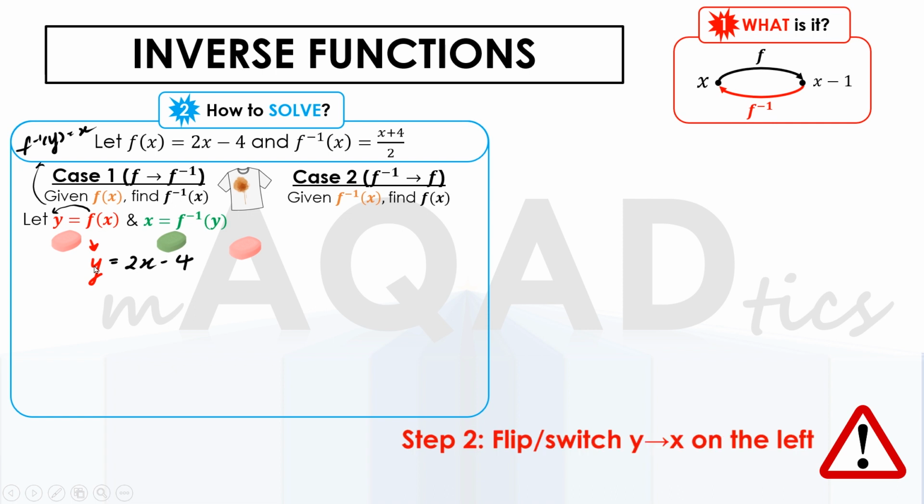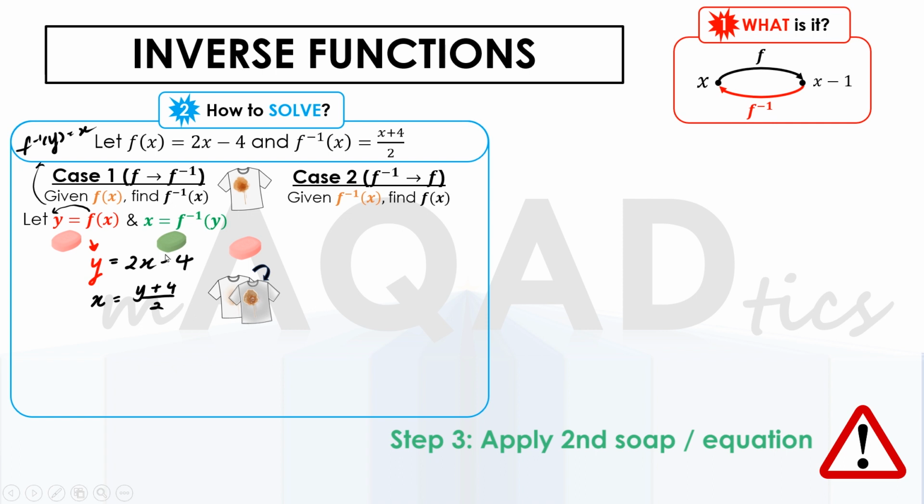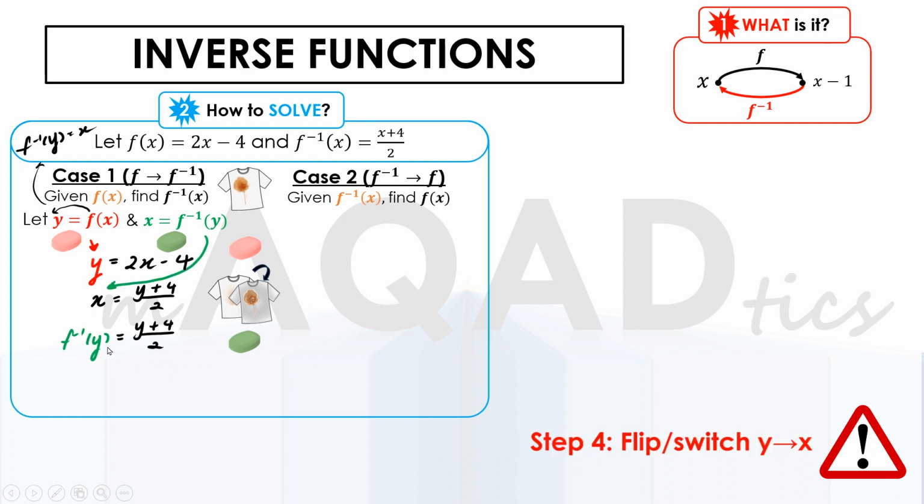The second step, flip the shirt. This means instead of y on the left, we need to change it so that x is on the left. This needs a little bit of rearranging. Then the third step is to use the second soap. So this x, I need to change it to f inverse of y. Lastly, we need to flip the shirt again, which means all the y's we need to change back to x. The reason is that the thing inside the bracket from the question is x, so we need to follow.